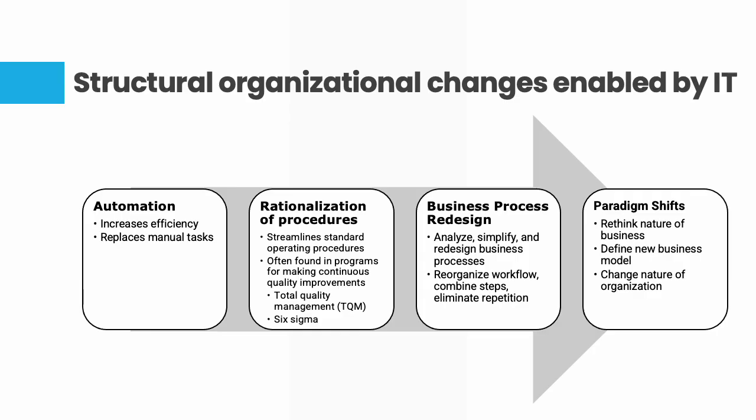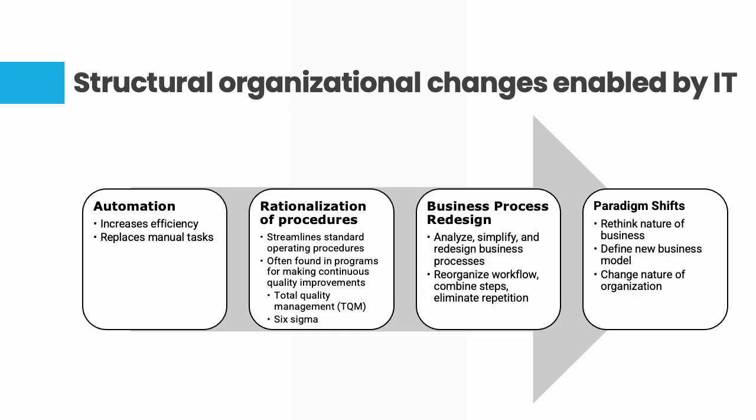Okay, so let's break this down. This slide, as you can see, is telling us how technology or IT doesn't just help us do things faster. It actually allows companies to change their whole structure and how they work. Think of it like upgrading from a bicycle to a sports car. You don't just go faster, you change the way you travel completely.